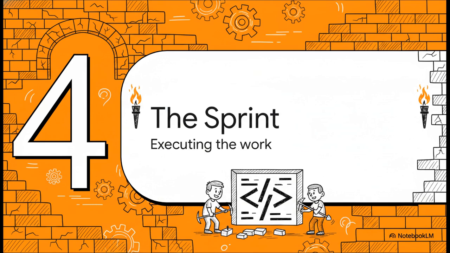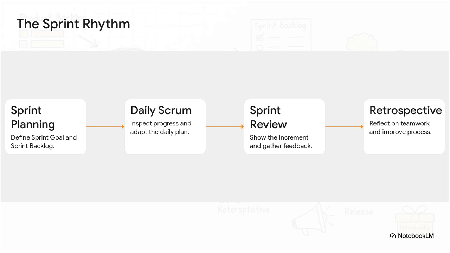Which brings us to Section 4, planning and living the sprint, executing the work. Scrum operates in short, fixed time boxes, usually around 2 to 4 weeks, and these are called sprints. And every single sprint follows a very exact sequential rhythm.